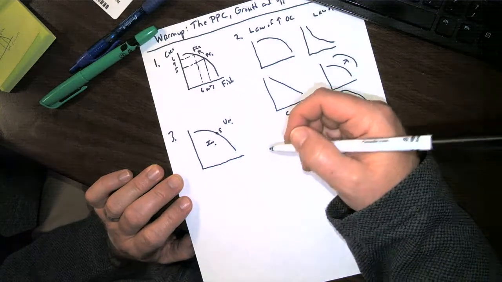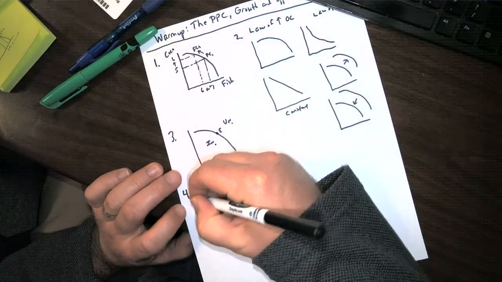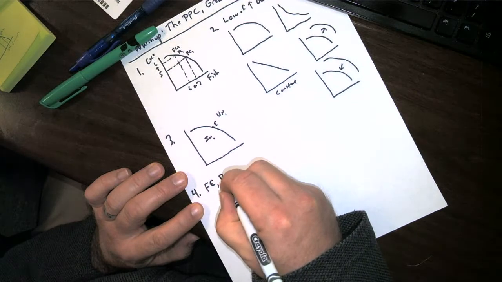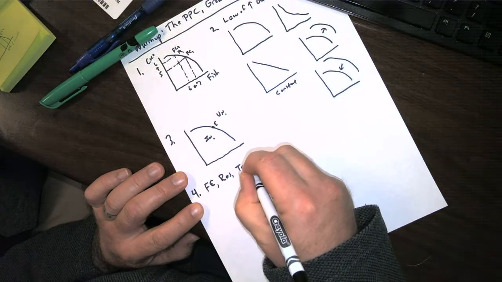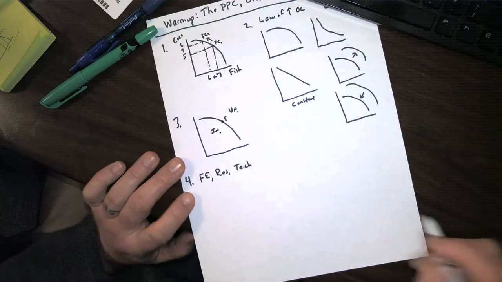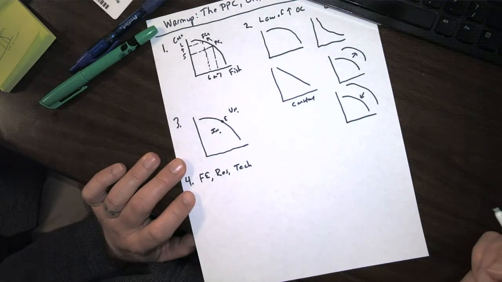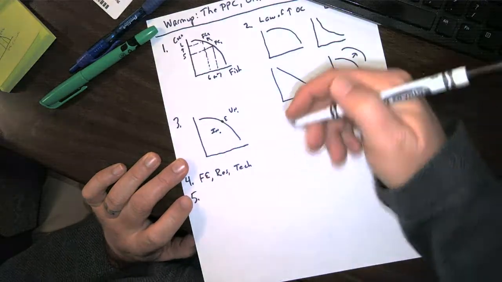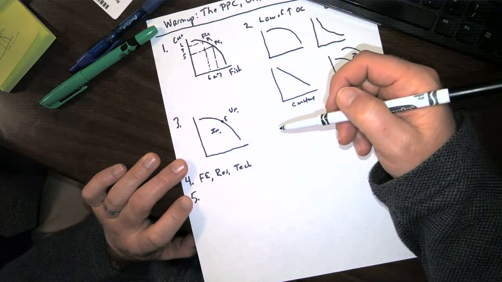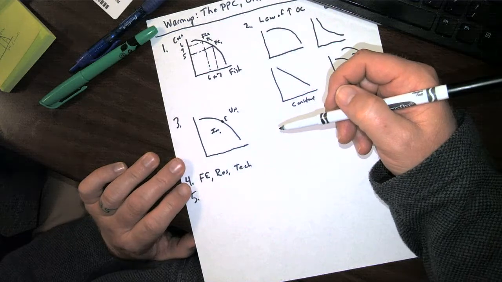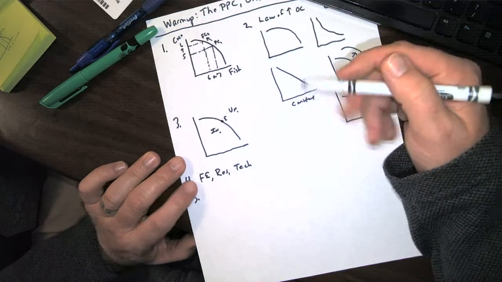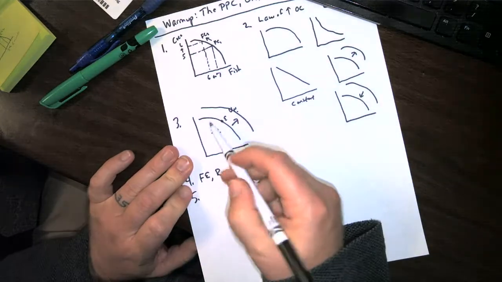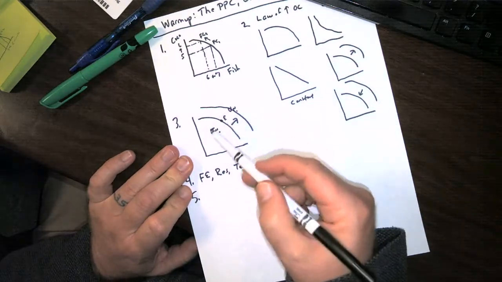So number 4, write out the 3 keys to economic growth. That's full employment, resources, and technology. FERT. Remember, fertilizer makes something grow. Number 5, show on the graph the economic growth that we found in number 4 for all the keys. So now my economic growth is I could have made this much GDP. Now I can make all that GDP.